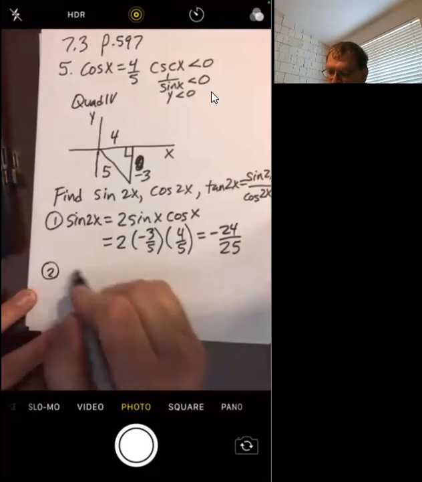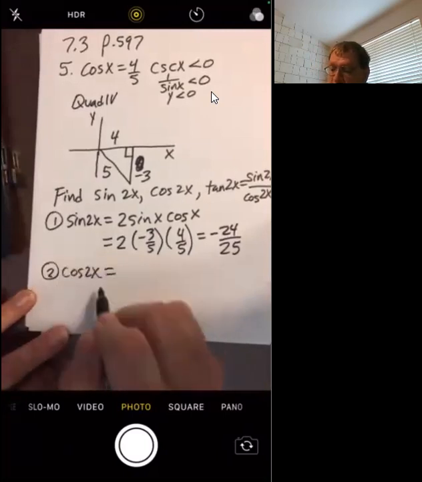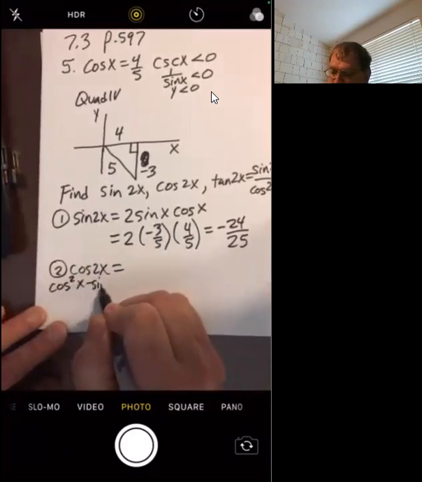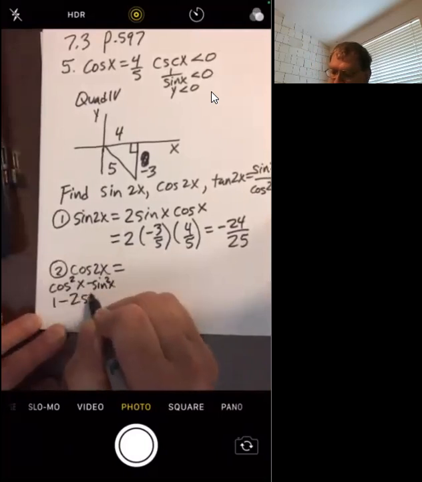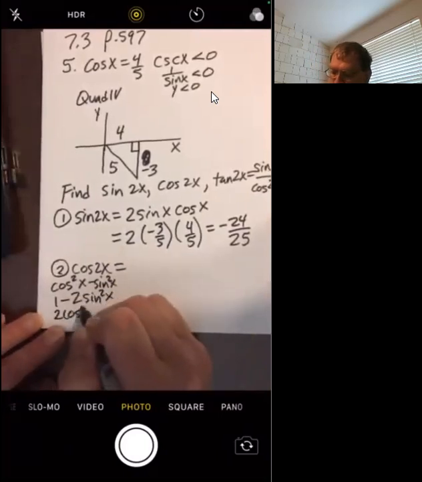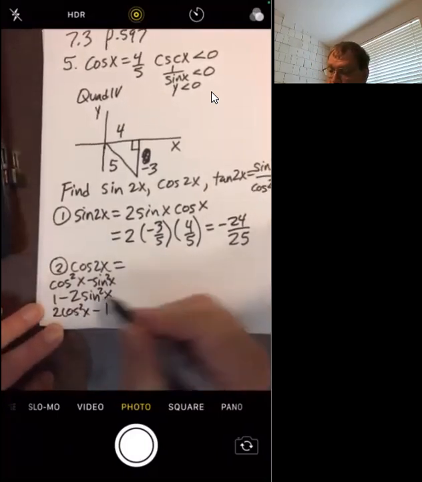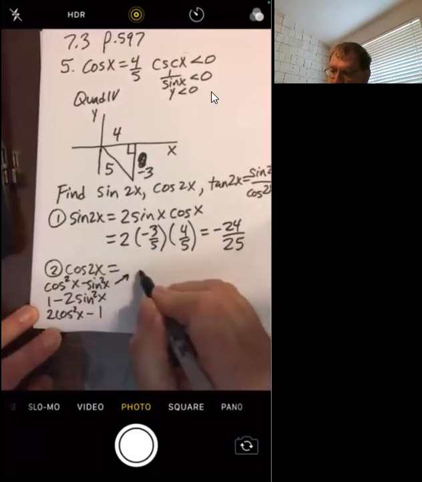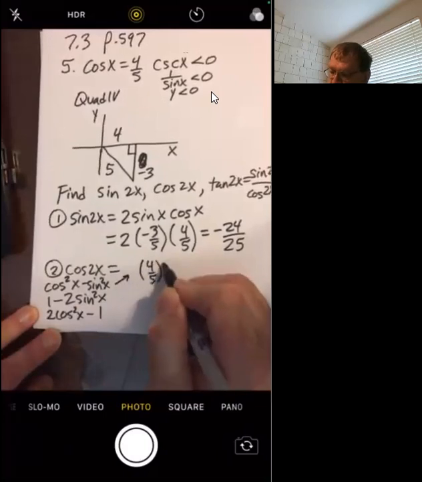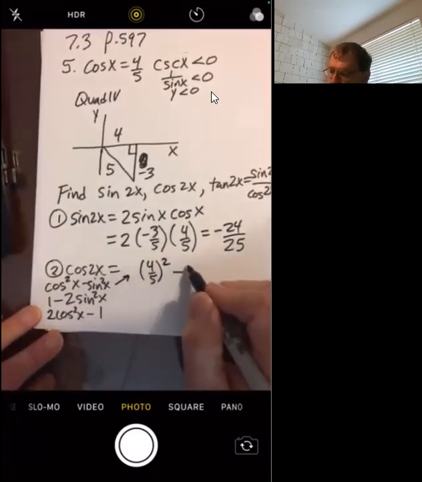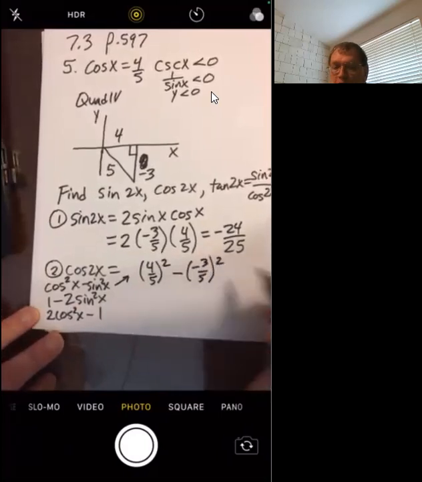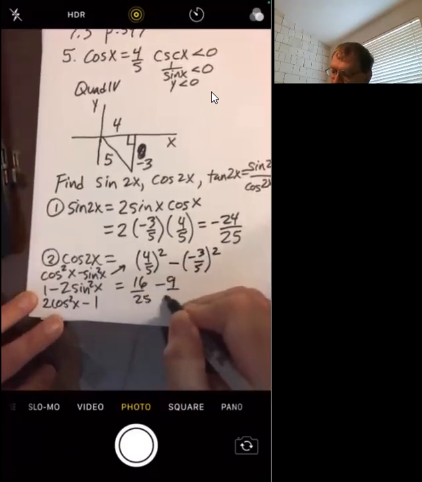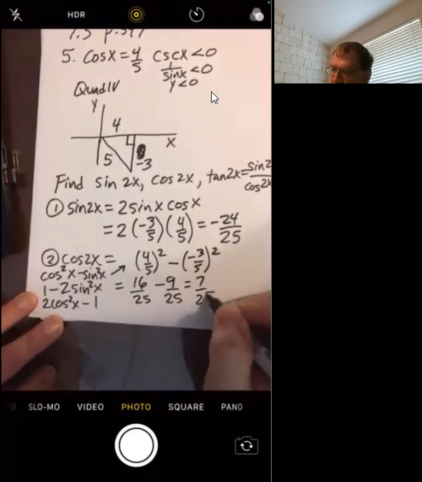If we go to the cosine of 2x, remember, there were 3 versions of that. Just to remind you: cosine squared minus sine squared, 1 minus 2 sine squared, 2 cosine squared minus 1. You can use any of the 3. I guess we'll use the first one. So cosine squared is 4/5 squared, and sine squared is -3/5 squared. 16 over 25, subtract 9 over 25, which is 7 over 25.